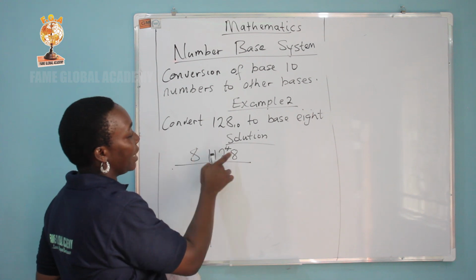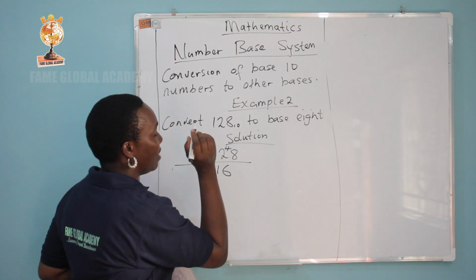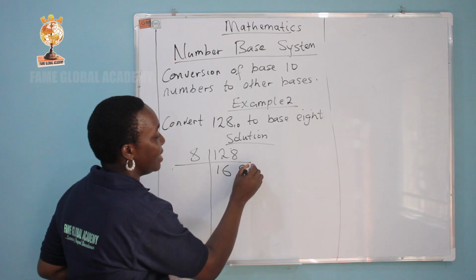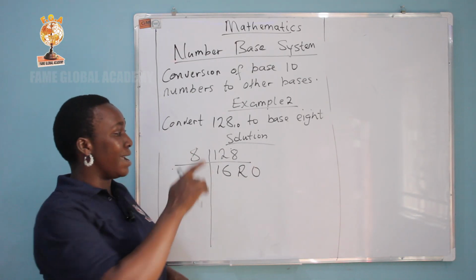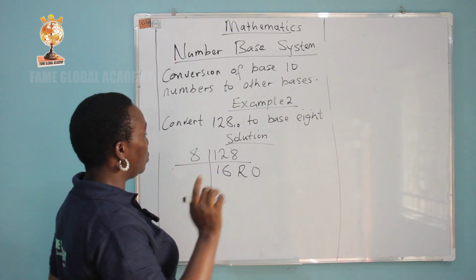Then you use 8 again to divide 48. 48 divided by 8 will give you 6. There is no other remainder. So our answer is 16 remainder 0. If there is no remainder, remember to put that 0. The 0 is also needed. Okay, alright, so let's continue.